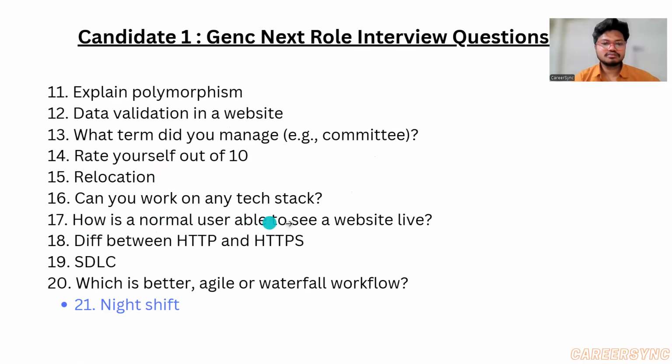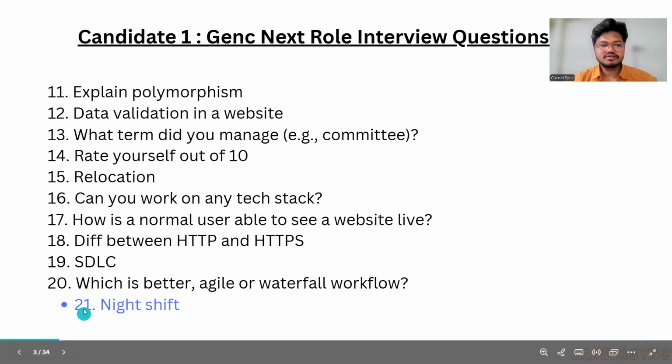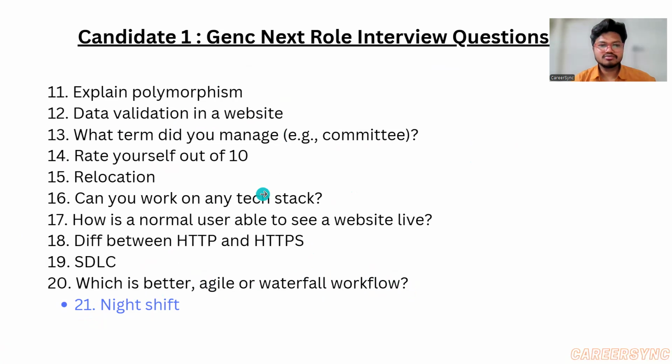How is a normal user able to see a website live? Difference between HTTP and HTTPS, software development life cycle, which is better, agile or waterfall? So agile is better than the waterfall flow, so you can tell them. And the last question, are you able to work in night shift or not? So this is the full interview of the GenC Next role for candidate one.